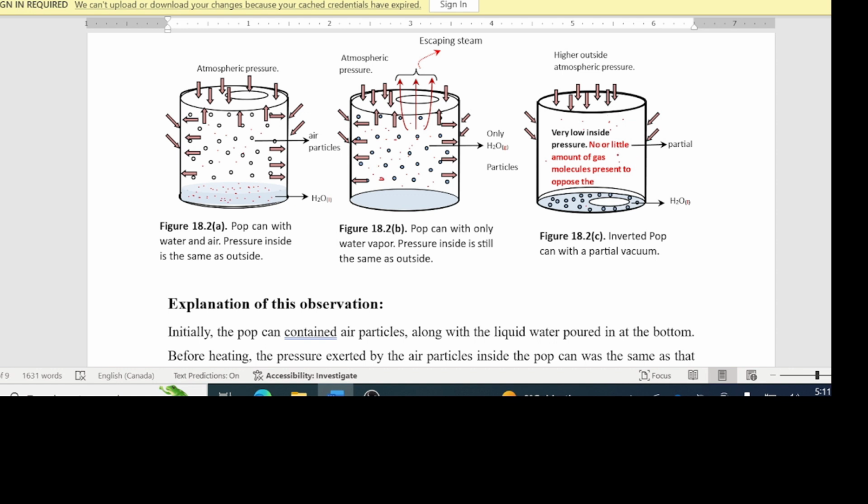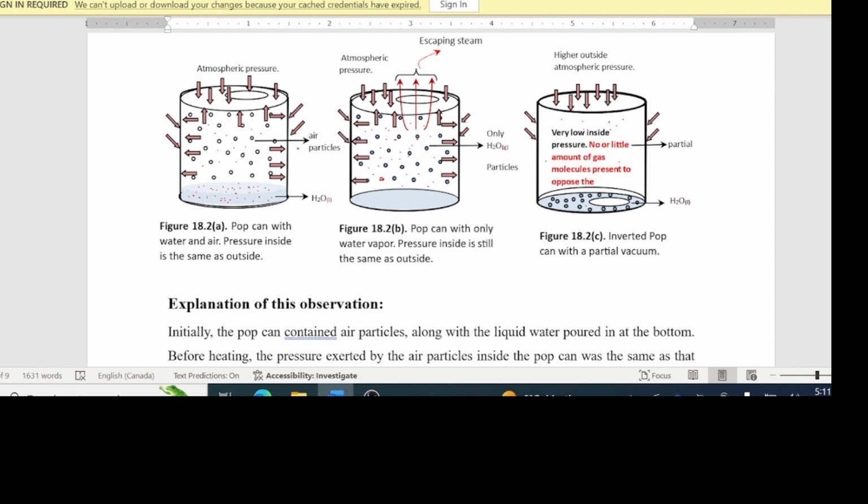Now there is no air particles nor any water molecules there that are creating any pressure on the inner walls of the can. But because the atmosphere is always there, it crushes the can. So this is a cute way of demonstrating atmospheric pressure. You put about 50 milliliters of water inside there.